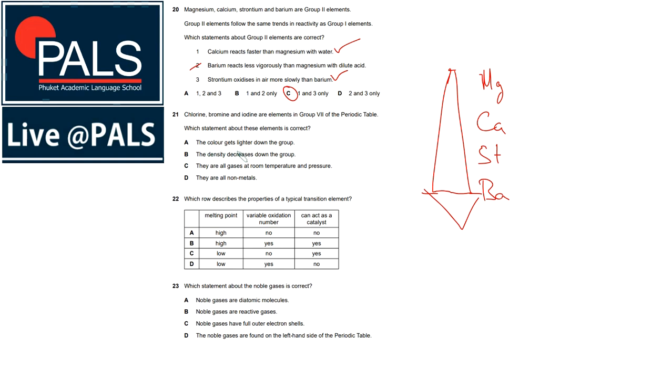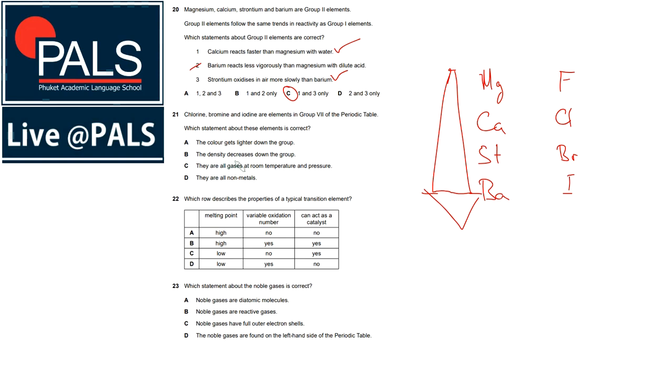The color gets lighter down the group. It's the opposite. Now we know fluorine is almost a colorless gas. Chlorine is slightly light green. Bromine is a brown-orange liquid, and iodine is an almost black, deep purple solid. So the color gets darker down the group.